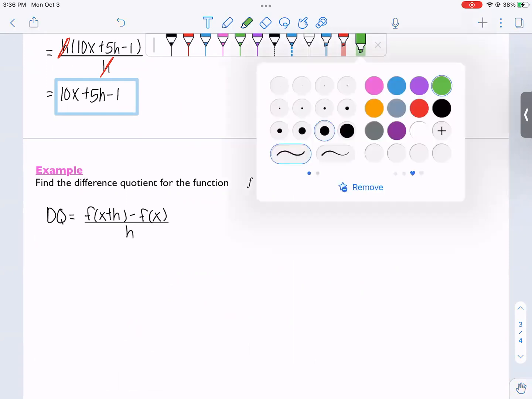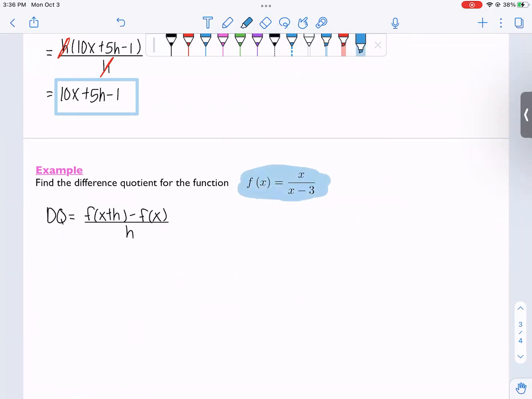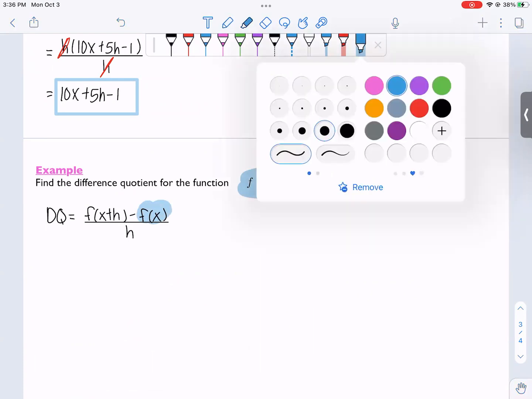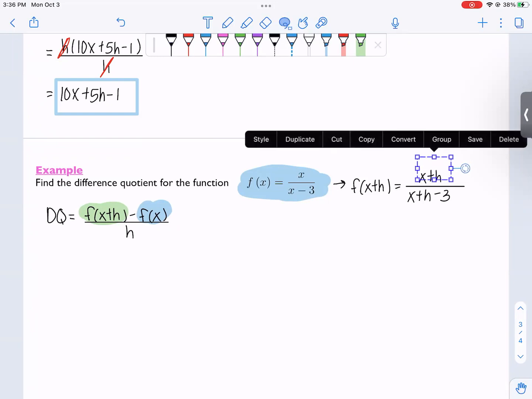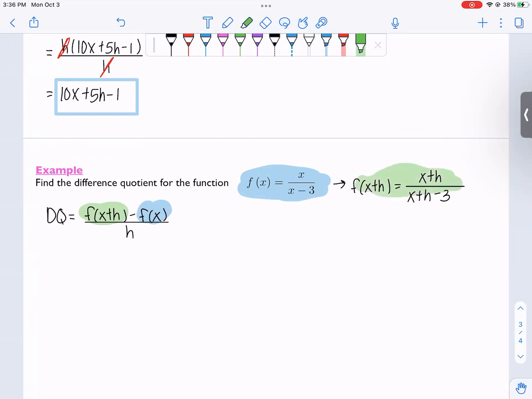F of x is already taken care of right here. We have f of x. It's good to just be plugged in. F of x plus h, on the other hand, we get from plugging in x plus h where we see x's here. So f of x plus h is equal to, instead of x in the numerator, x plus h, and instead of x minus 3 in the denominator, it's x plus h minus 3. Boom.